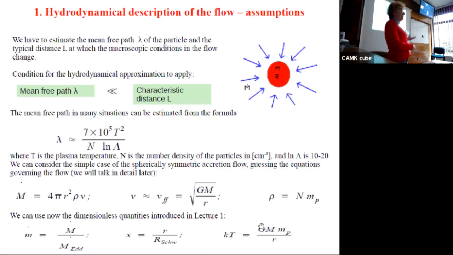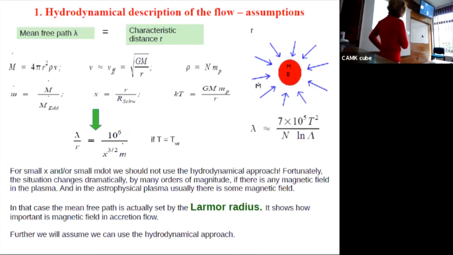And we will assume that the temperature is also virial temperature. For the moment, those are just rough estimates. And then with this kind of definitions, we can determine the ratio of this mean free path to the radius. And the result is 10 to 6 divided by some dimensionless quantities. It's huge, right? So we failed. There is no hydrodynamics. We cannot use this approximation, right? So then we can go home, because without hydrodynamics, we cannot do anything.